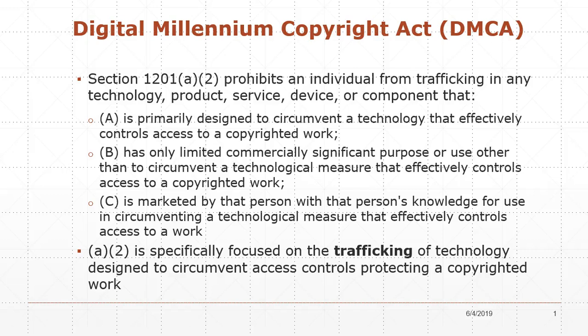Let's complete our discussion of the DMCA by looking at Section 1201(a)(2), which prohibits an individual from trafficking in any technology, product, service, device, or component that (A) is primarily designed to circumvent a technology that effectively controls access to a copyrighted work, (B) has only limited commercially significant purpose or use other than to circumvent a technological measure that effectively controls access to a copyrighted work, or (C) is marketed by that person, with that person's knowledge, for use in circumventing a technological measure that effectively controls access to a work.